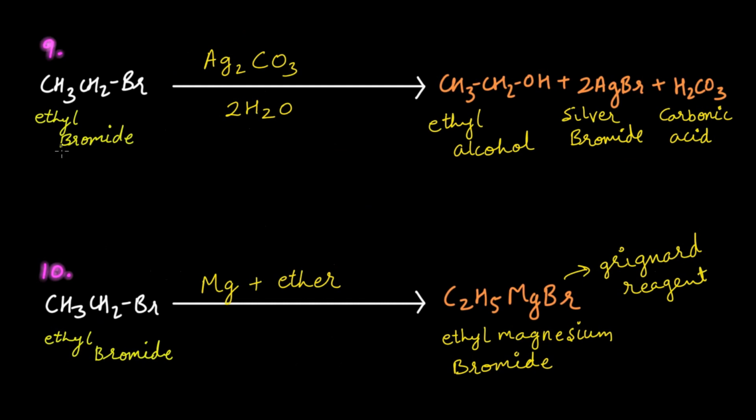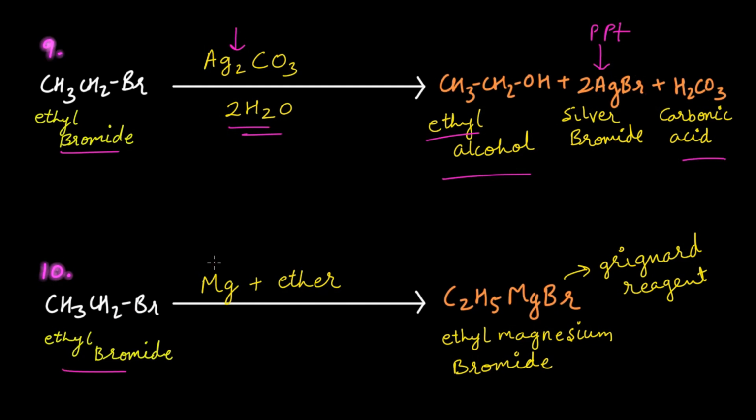In the ninth reaction, when ethyl bromide is treated with silver carbonate in presence of water, you will get ethyl alcohol plus silver bromide as precipitate, and carbonic acid will be there. Now look at the 10th reaction.